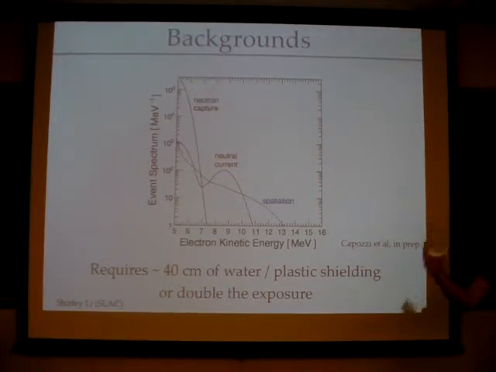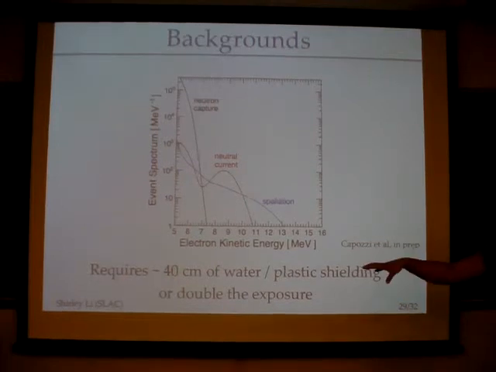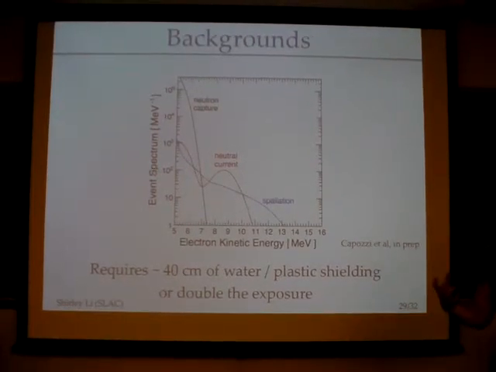So DUNE is underground in the mine, and it's surrounded by rock. In rock, there's uranium and thorium, just normal radioactivity that's present. And these guys would alpha decay, and the alpha would then interact in a nearby nucleus in rock, say silicon. So this alpha would interact with silicon and produce a neutron. I know it's quite confusing. And this neutron would have very low energy, a couple MeV, and that would enter your detector.